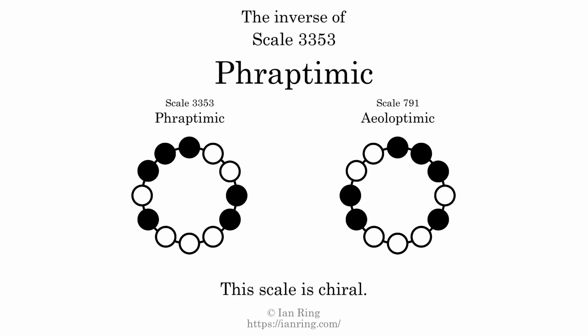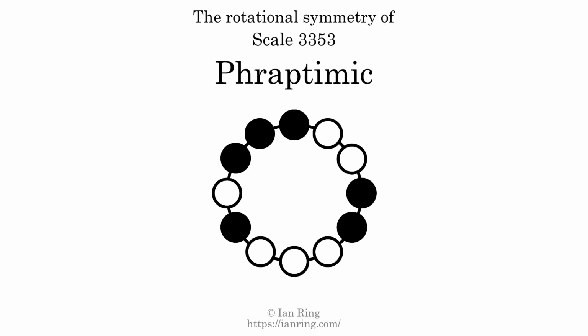The inverse of a scale is a mirror image. It is what you get when the sequence of intervals is reversed. The inverse of this scale is scale 791, also known as Phraptimic. This scale is chiral. It cannot transform into its inverse by rotational transformation. This scale has no rotational symmetry.